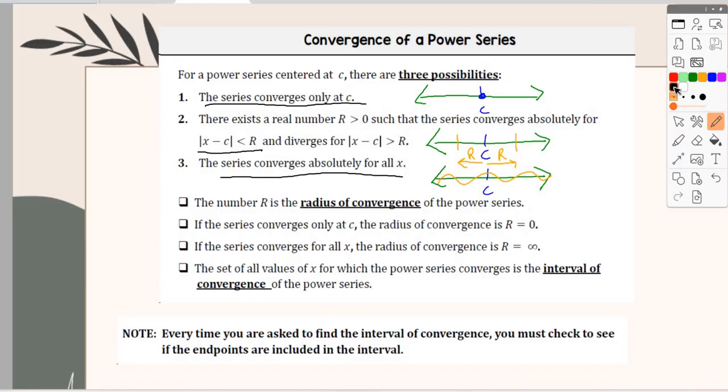So on my first option, I just have a point at c, because it is only convergent at that spot. On my second one, again, c is my center, which is why we've been practicing talking about things being centered at c. We call this letter r our radius of convergence. We call it our radius because it goes on either side of my c. That's how I create that interval: I add r to c, and I subtract r from c. Notice that I have an absolute value around my x minus c, which is why we end up adding and subtracting.